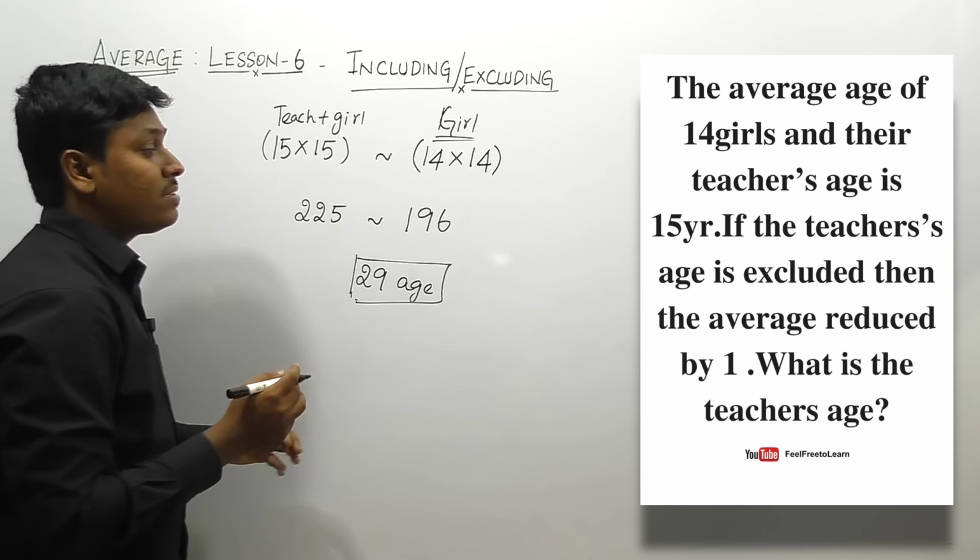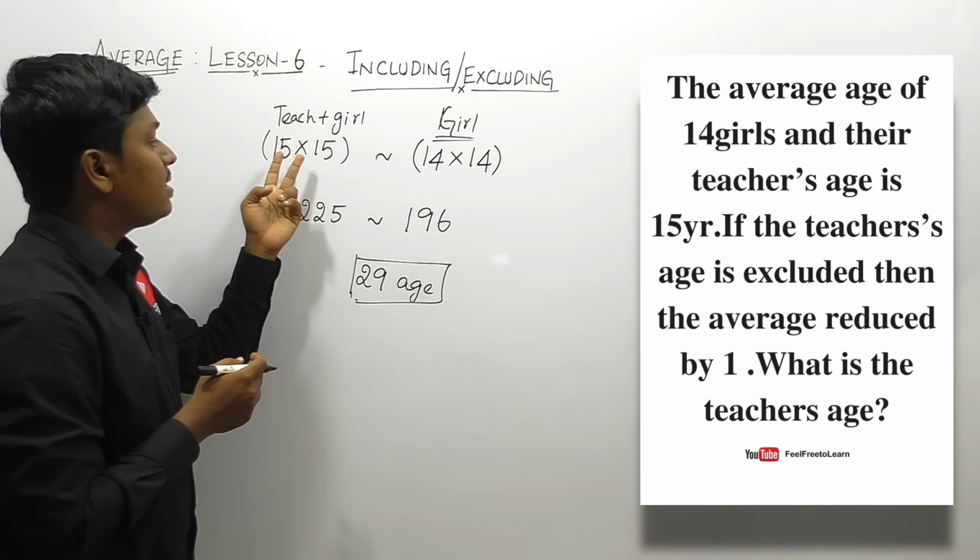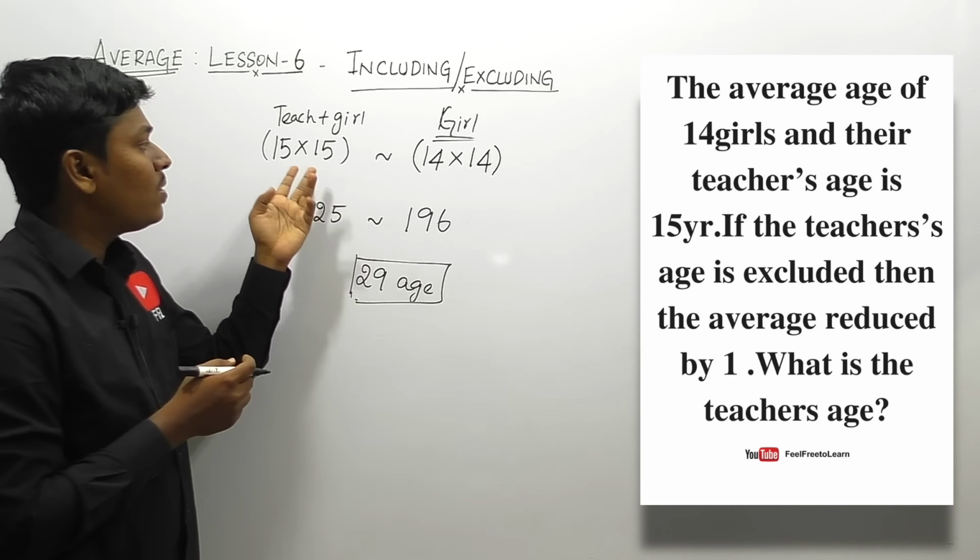So friends, listen here. First of all, 14 girls and a teacher. So totally there are 15 members. So 15 into 15, the resultant will be the total age of the students and also a teacher, right?